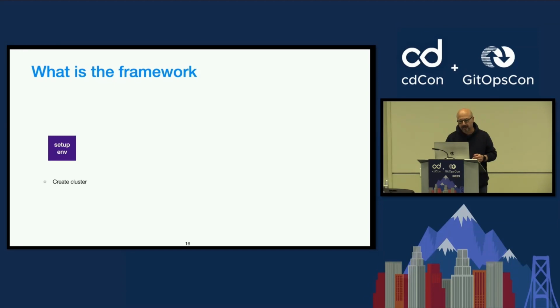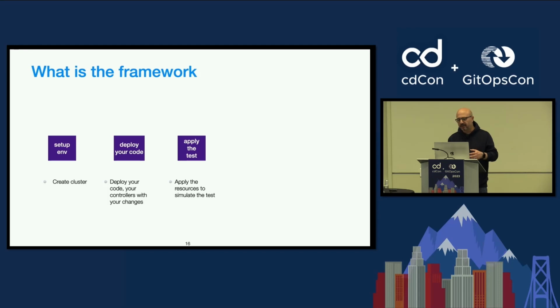In our case, the framework was basically doing these steps. It creates a cluster, which is easy to do using a kind cluster or something like that. It deploys our code, which is the controllers that we're trying to test, the ones that we've changed. And then it applies the test resource. For example, we apply this workload resource, it works on the changes that you've made in the controller, and then we see the output resource, how it was updated or reconciled.